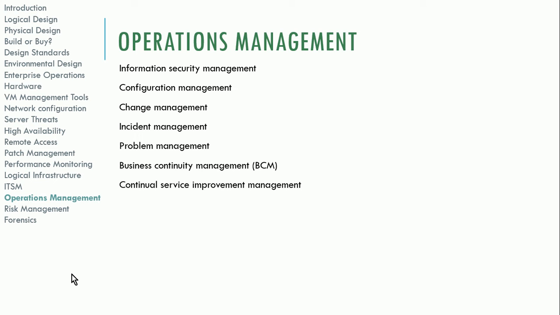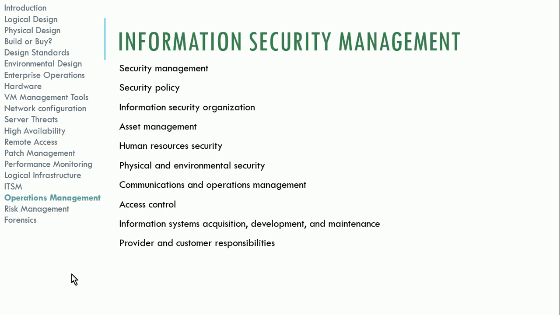In other words, making sure that we have some processes and procedures in place that allow us to periodically review our processes and our infrastructure to make sure that we have what we need and that we're providing the necessary services to the organization. Now, information security management involves all of these items: security management, security policy, information security organization, asset management, HR security, physical, environmental, communications, operations, access control, and so forth. So each of these, of course, is still important in the cloud, but again, from an operations perspective, these things don't change a lot other than the topics that we've covered already in this course.